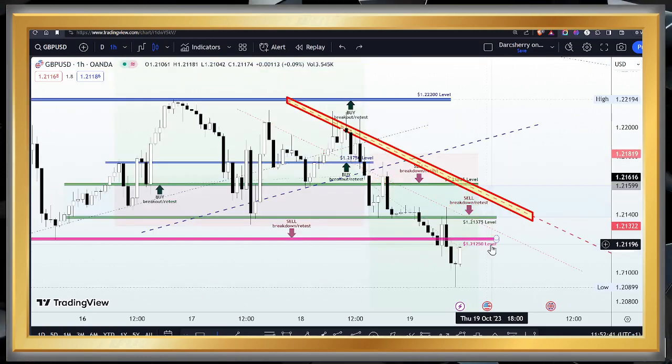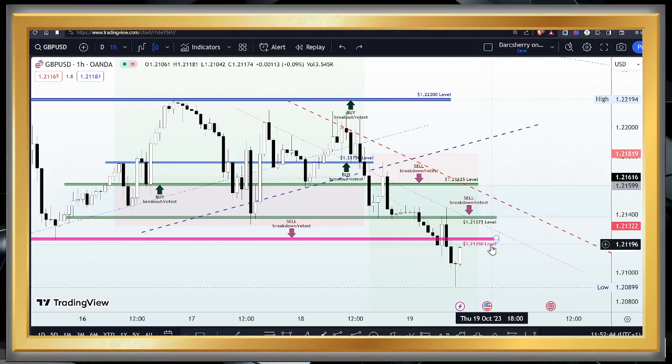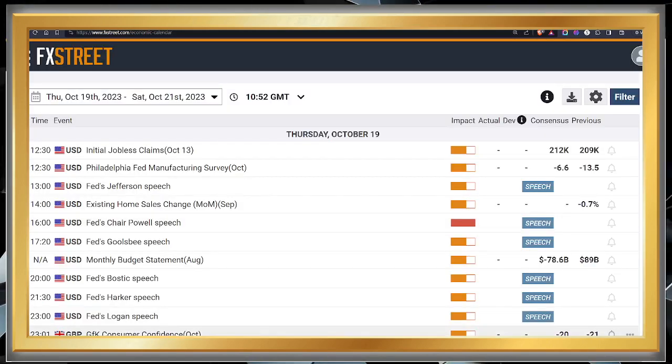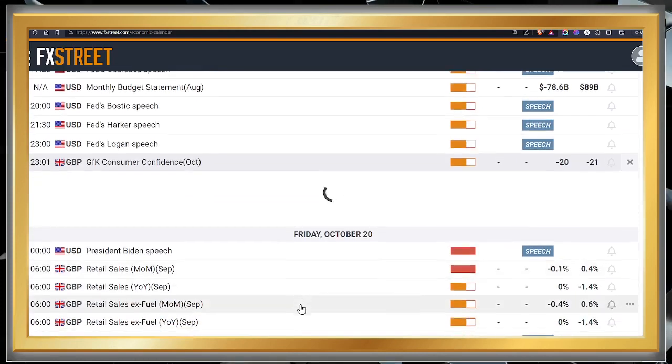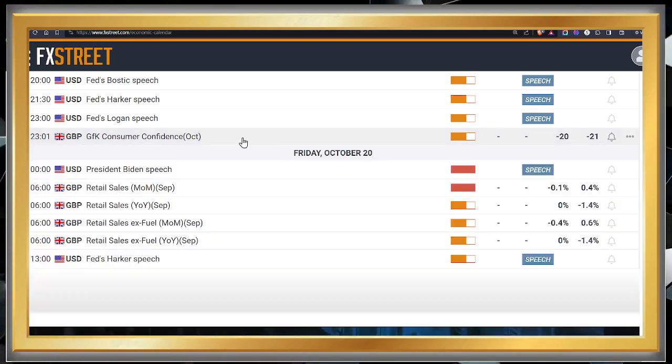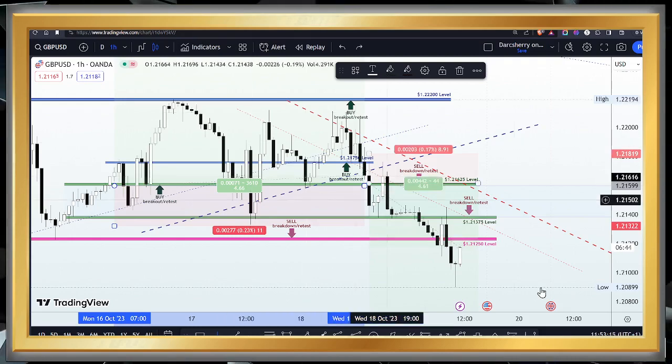But the way things are going right now, the pound sterling is very weak, and I think we're still looking forward to some data today on the pound sterling. Let me look at the economic calendar. Okay, we have the GfK consumer confidence, which is coming up later in the day. A high level of consumer confidence stimulates economic expansion, while a low level drives economic downturn. So we want to look forward to see what this is going to be doing, and we don't know how the market will be anticipating this event.